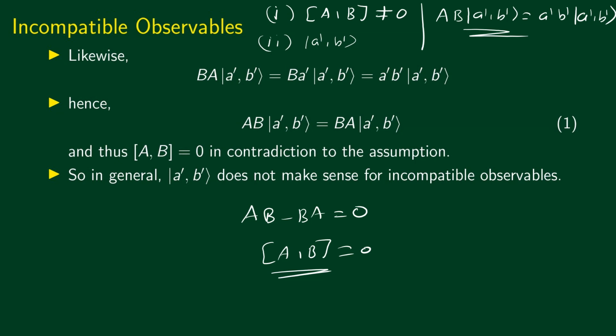All right, so we can say that in general, we cannot label a ket like ket A'B' by the eigenvalues of two incompatible observables. It does not make sense for incompatible observables. If you want to be able to do this, then the observables have to be compatible. Incompatible observables do not have a complete set of simultaneous eigenkets. Okay, so we have actually shown that non-commuting observables do not have a complete set of simultaneous eigenkets.